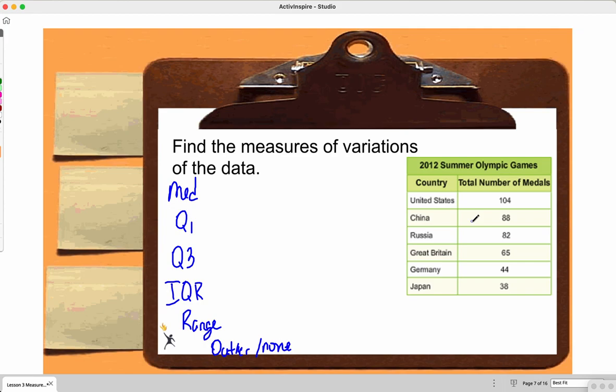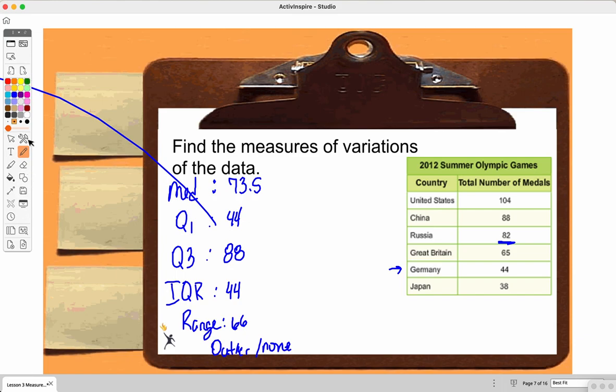All right, so pause the video and find those 5 answers for me. All right, let's take a look at those now. So I have a median. They're already listed. So my median is going to be right here in the middle, and halfway between that data is 73 and 5/10. Quartile 1, the bottom half, is going to be 44. My quartile 3 is 88. That makes my IQR 44. And my range, 104 minus 38, is 66. So there's all my 5 basic measures of variation.